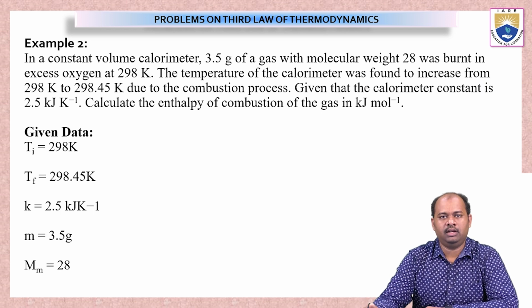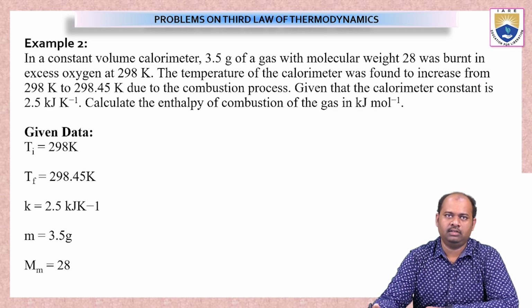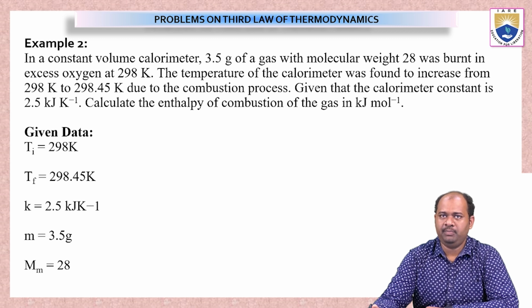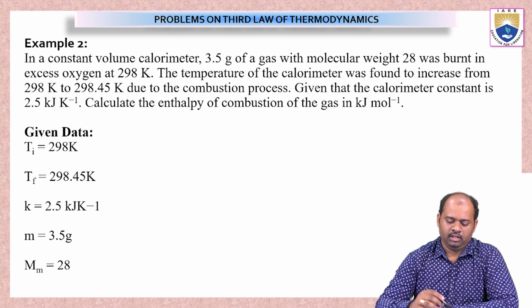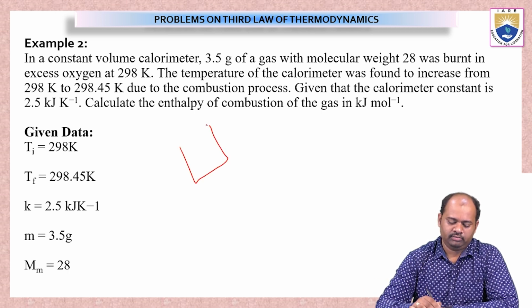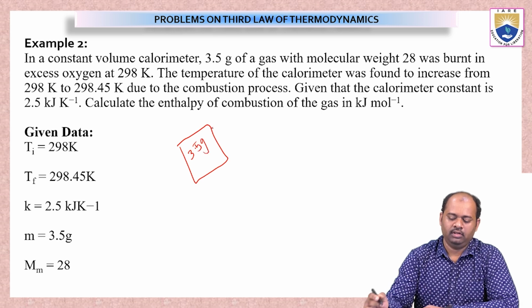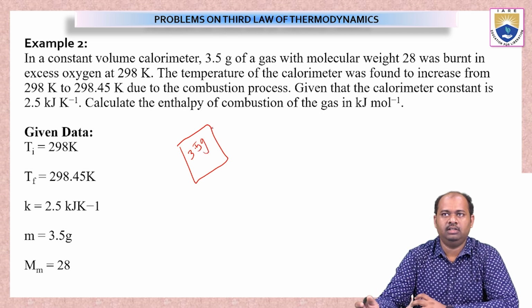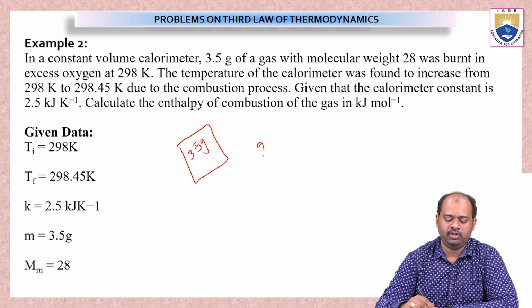So this is the second example, and the question goes like this. In a constant volume calorimeter, 3.5 grams of gas with molecular weight 28 was burnt in excess oxygen at 298 Kelvin. Here we have a calorimeter in which 3.5 grams of gas is burnt in excess oxygen. The molecular weight is 28.